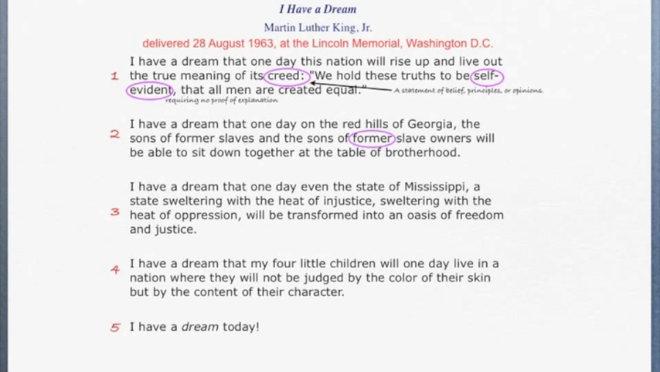Okay, a word that a few of us were having issues with was former. It's a word that we hear a lot, but you might not know exactly what it means. So after looking up the definition, I know that former means in the past.